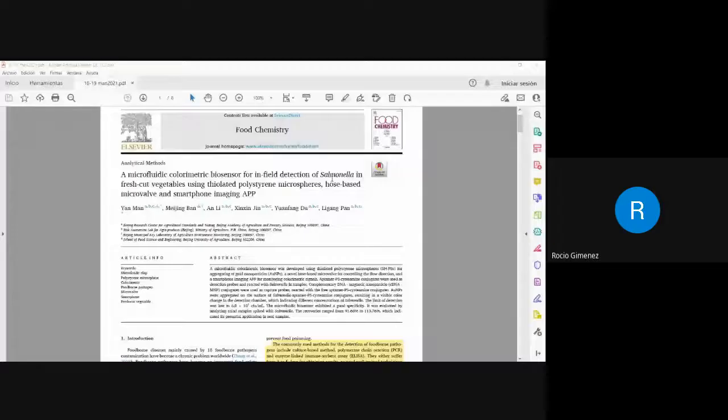Hi everyone, I'm going to be presenting this paper, Microfluidic Colorimetric Biosensor for In-Field Detection of Salmonella. The commonly used methods for detection of foodborne pathogens include culture-based methods, PCR and ELISA. These methods either need from 3 to 5 days for obtaining the results, well-trained technicians and complex DNA extraction procedures, or they lack sufficient sensitivity.